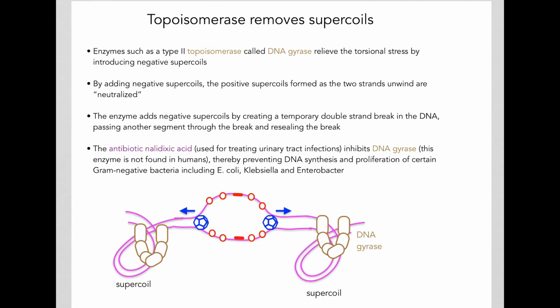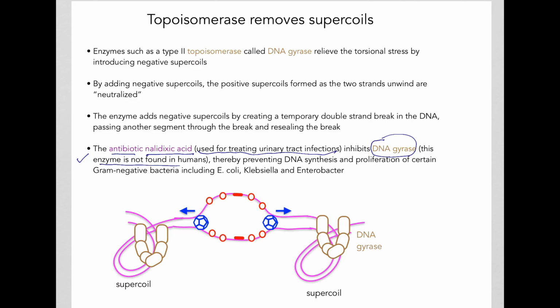This enzyme basically works by creating a temporary double-strand break in the DNA, then passing a segment through the break and then resealing the double-strand break. Now there is a pharmacological connection here. We have antibiotics such as nalidixic acid. This is primarily used for treating urinary tract infections. This drug inhibits DNA gyrase.